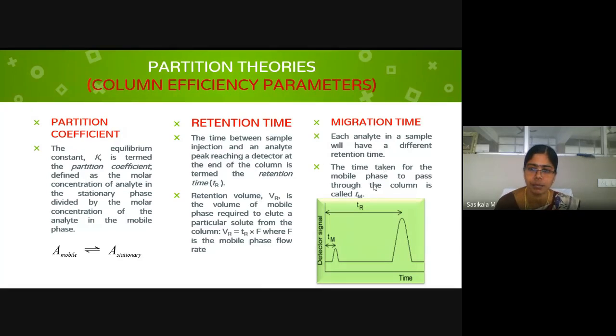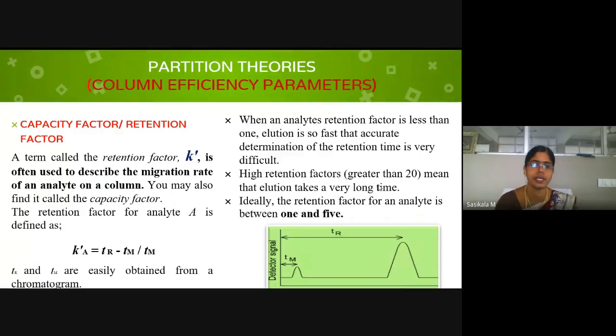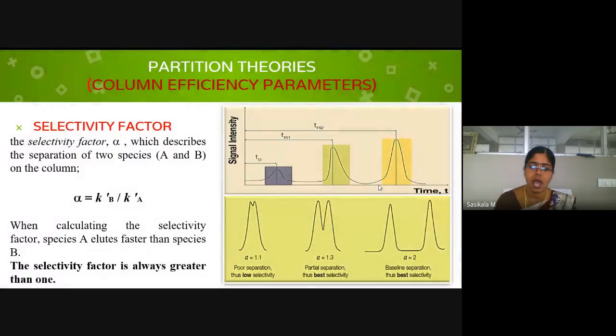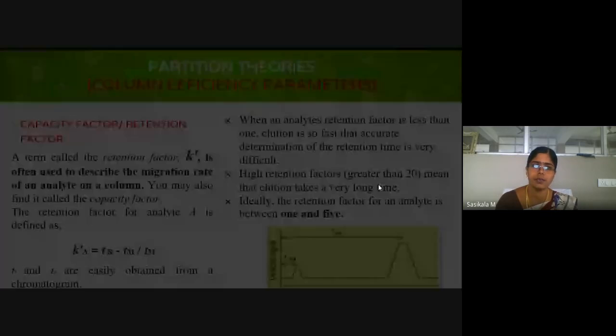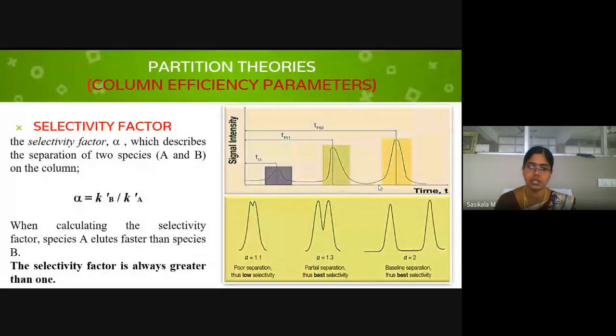Then migration time is for the mobile phase. How much time the mobile phase takes to pass through the column is called migration time. And these two factors are used for calculating the capacity factor or retention factor for an analyte. How long it stays in the column is explained by the capacity factor or retention factor, and it should be between 1 and 5. Then the selectivity factor should always be greater than 1 for better separation with baseline.